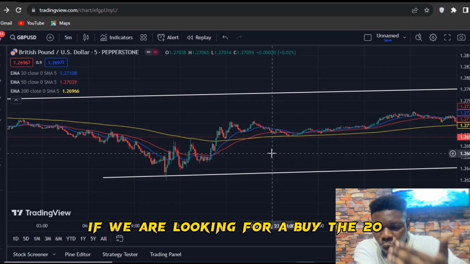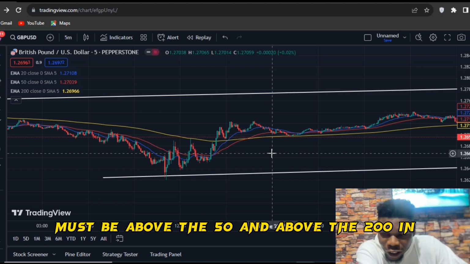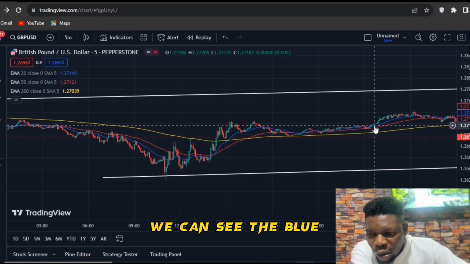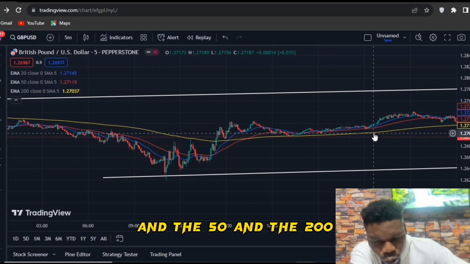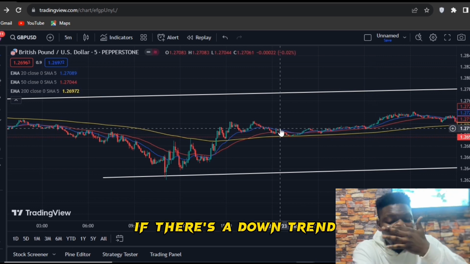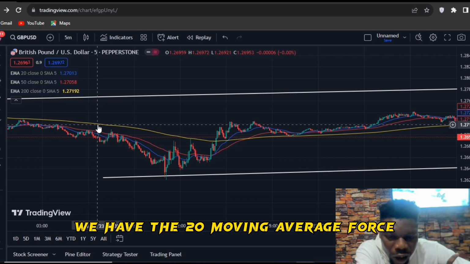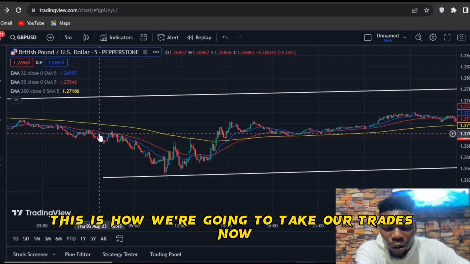This is how it goes. If we are looking for a buy, the 20 moving average, which is the blue, must be above the 50 and above the 200 in this direction. As you can see, we can see the blue, which is the 20, and the 50 and the 200. If it's a downtrend, this is how it should be, with the 20 moving average first, the red and the blue. So basically this is how we're going to take our trades.